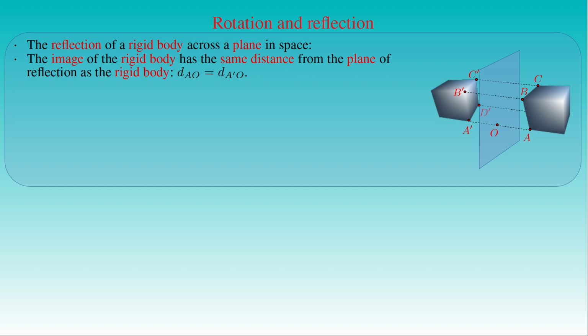We can also see that although the shape of the image remains congruent to the original, it has a reverse orientation, that is, the image does not flip left to right. If the original points A and B are in the front, then the reflected points A' and B' are in the front as well.